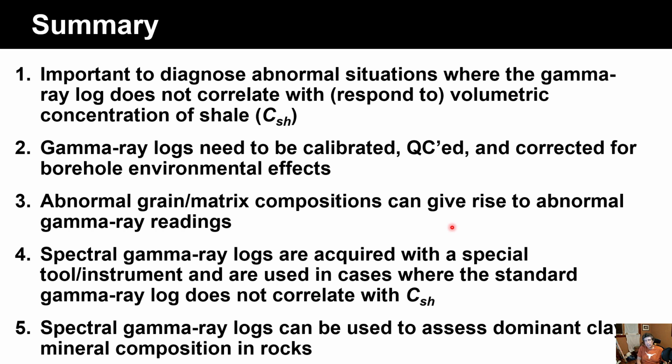So when that happens, the only solution to the problem is to request the logging company that they run spectral gamma ray logs so that you have a tool that produces count rates for thorium, count rates for potassium, and count rates for uranium separately. And then you analyze all those logs and you see which one is the one that is affected by abnormal grain compositions. You take it away from the mixture and you work with the ones that are not affected by abnormal grain compositions.